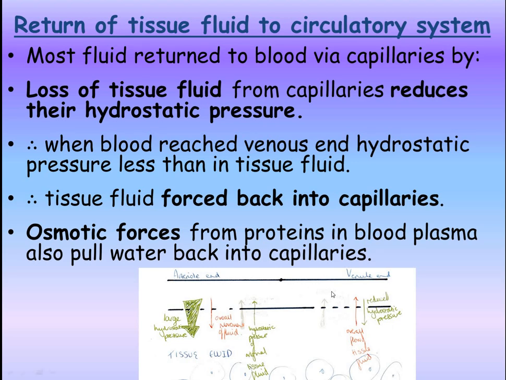So then when it gets to the other side, the venule end, most of the tissue fluid is returned to the capillaries. And the reason that it does get reabsorbed is because a lot of the liquid is being squeezed out at the arterial end. There's now less fluid in this end. So what you've been left with is actually a lot of proteins which are lowering the water potential. So the water potential gradient is going to be pulling, wanting to get water back into the capillaries, because all the liquid is being squeezed out at the arterial end.